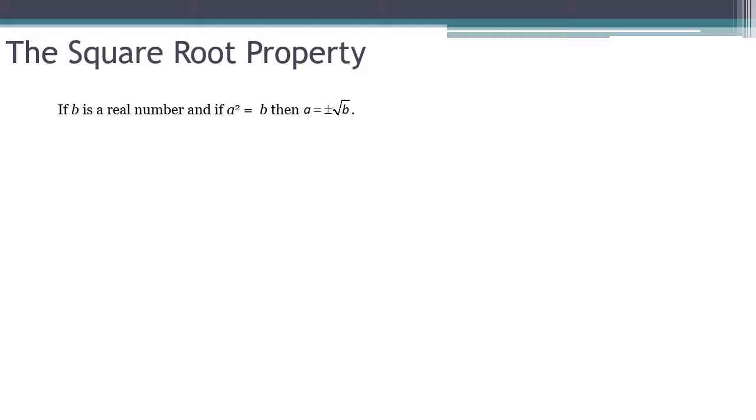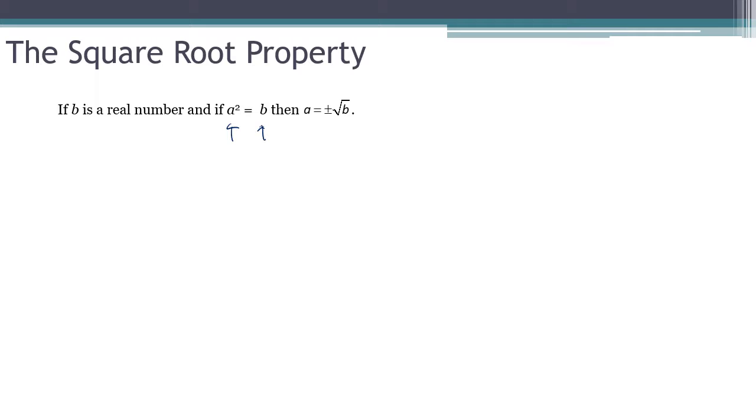So in this lecture, we're going to develop a new method. We already have our factoring method for solving equations. Now we're going to look at a new method. It's called the square root method, and it relies on this square root property. What this says is, if I have something squared equals something else, then this is the same as A equals plus or minus the square root of B.